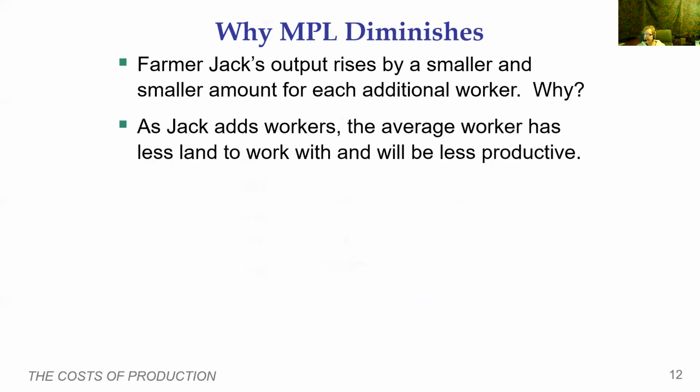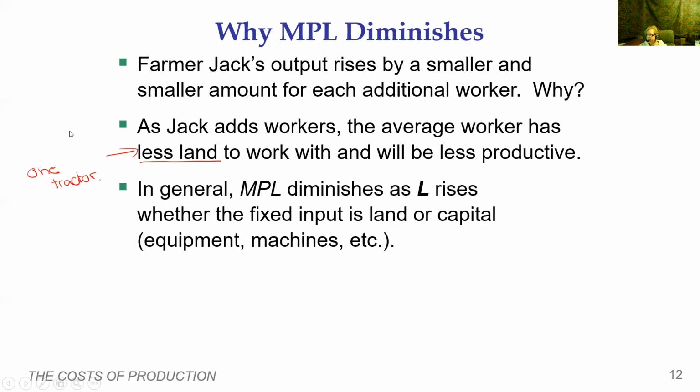So why did I know that the output rises by a smaller amount for each additional worker? And this is because we're holding all other inputs constant. Here, land, we're holding constant. And let's imagine maybe Jack only has one tractor. And if you only have one tractor, you really have to do a lot of coordination of effort. I'm not saying meetings aren't important, but I'm saying that if I'm in a meeting, I can't be teaching at the same time. So that decreases my overall productivity. So the marginal product of labor diminishes as labor rises.